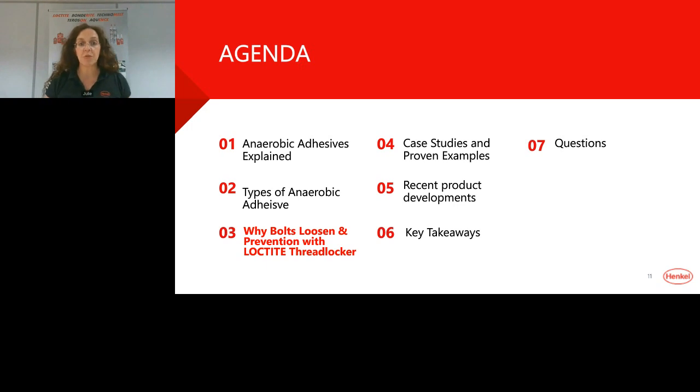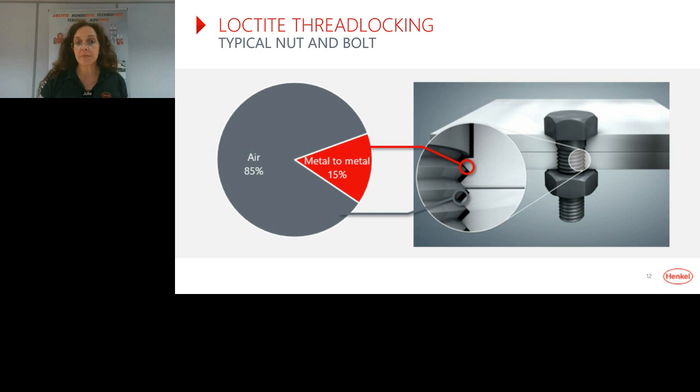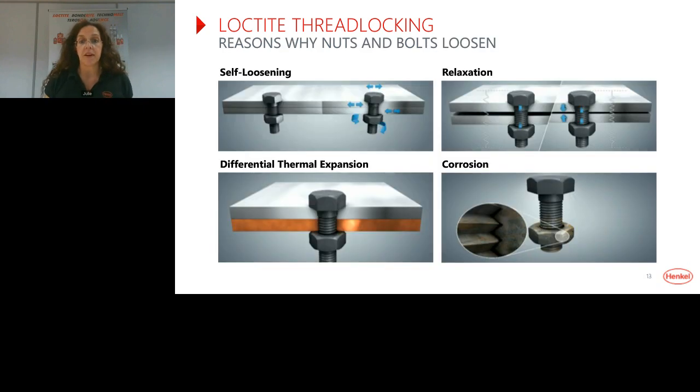Okay, so we're going to look now at why bolts loosen and how you can prevent that by using Loctite thread locker. If we look at a typical close-fitting nut and bolt, you only get typically around 15% metal-to-metal contact, and that's on the thread flanks. The rest of that space is just air, it's gaps. The reason that those gaps are important is those gaps allow for micro movement, which will eventually lead to loosening.